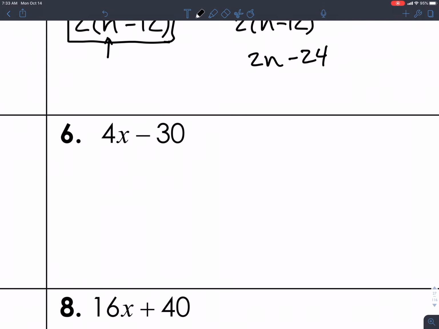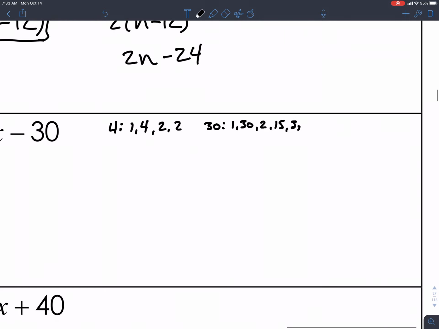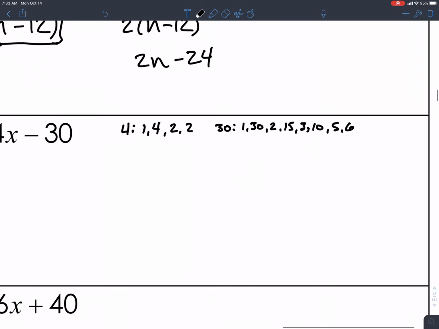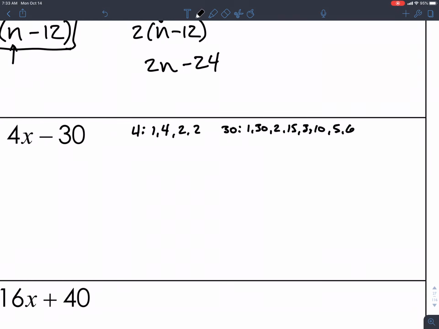I'm going to do this again. So I have 4. What numbers make 4? Well, 1 times 4 and 2 times 2, right? That's all the numbers I can multiply to get 4. Let's look at 30. Well, 1 times 30, 2 times 15, 3 times 10, and 5 times 6. Well, this one's pretty simple. We don't care about 1. We rarely do when factoring.